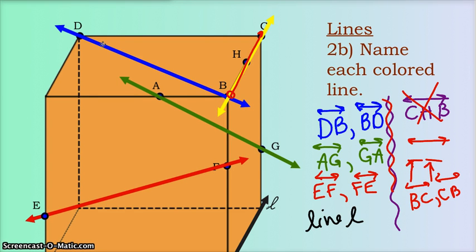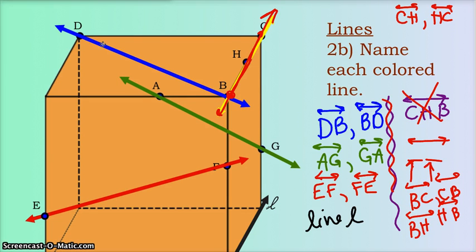You could also call it, if you wanted to, BH, because it is describing the same path from B to H, infinitely in both directions. Likewise, we could call it CH or the reverse as well. Because again, even though there are 3 points on the line, 2 is the bare minimum to let us know which line you're talking about, because it can be extended.